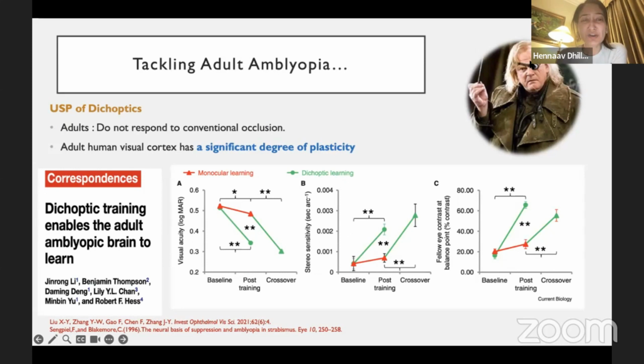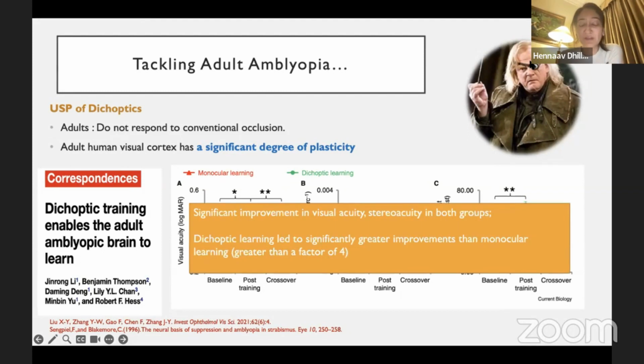So dichoptics is not just used for treating childhood amblyopia, it has been seen to treat adult amblyopia as well. This is the unique selling point of dichoptics. It has been noted that adults do not respond to conventional occlusion therapy, but it has been seen that adults also have a significant degree of plasticity. Published in 2021, dichoptic training does enable the adult amblyopic brain to learn as well. So significant improvement in visual acuity, and specifically significant improvement in stereo acuity, has been noted in both groups. And the stereo acuity has improved by a factor of 4.